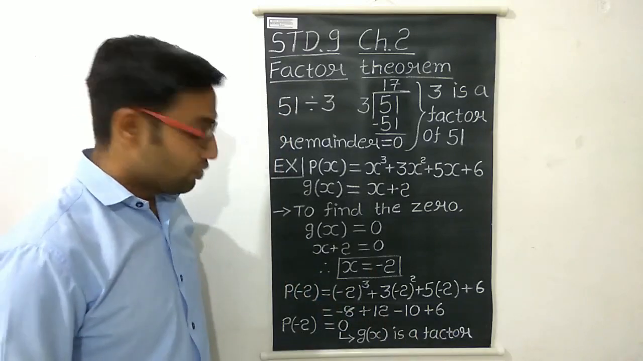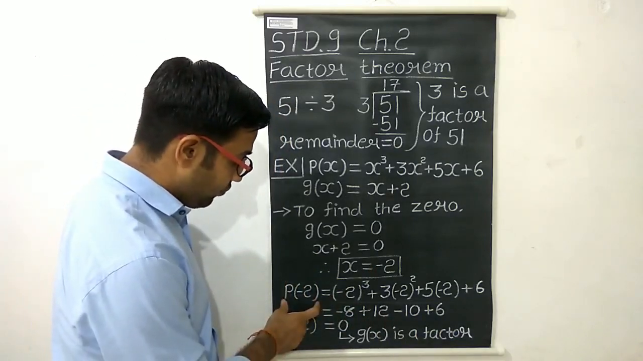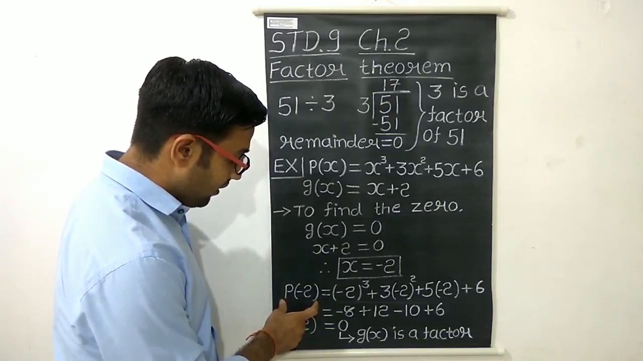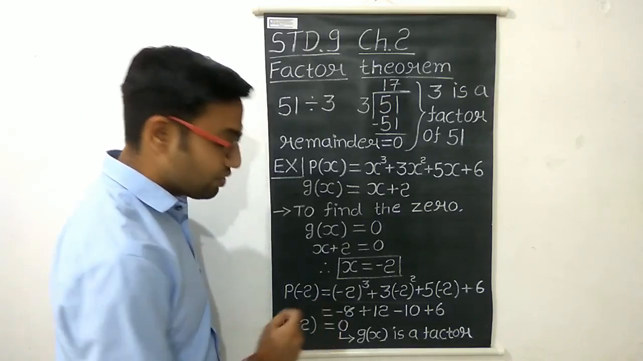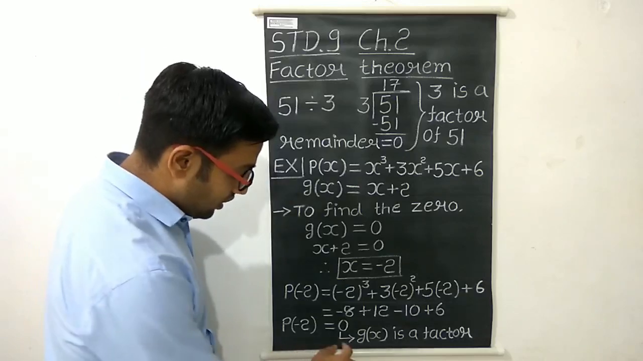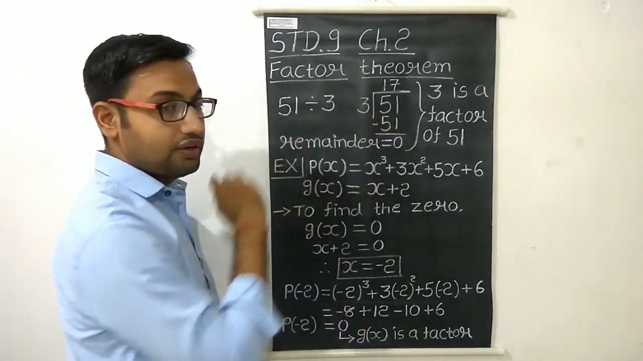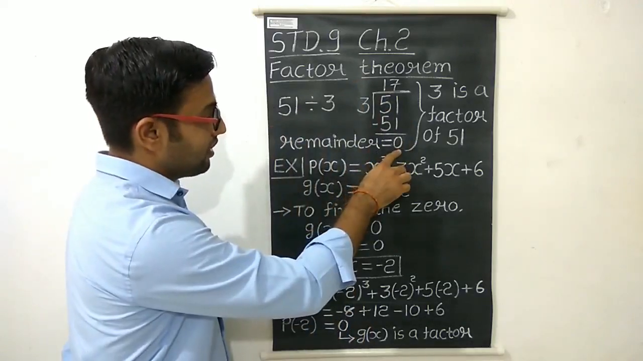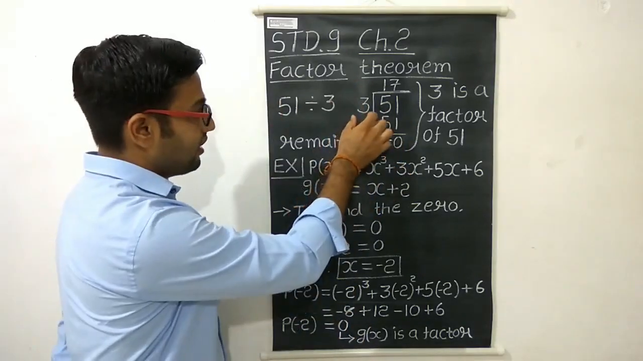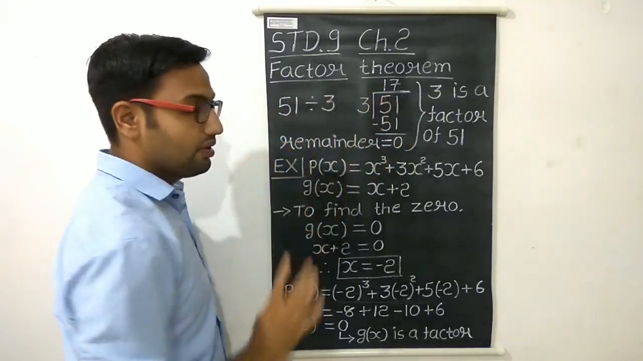So what do we get as the remainder? P of minus 2. The remainder p of minus 2 is equal to 0. Right? So now by comparing with this one, if here we get the remainder 0, we can say that this 3 is a factor of this 51.